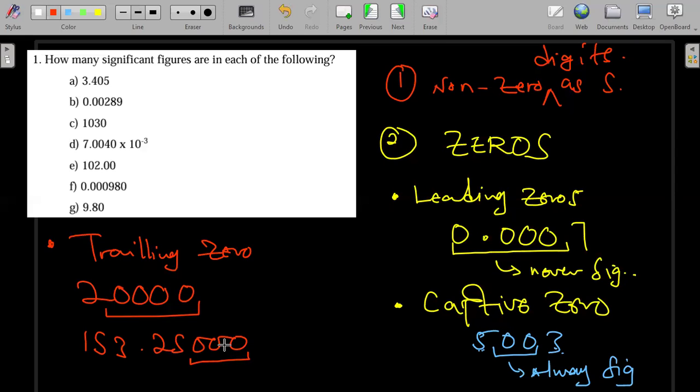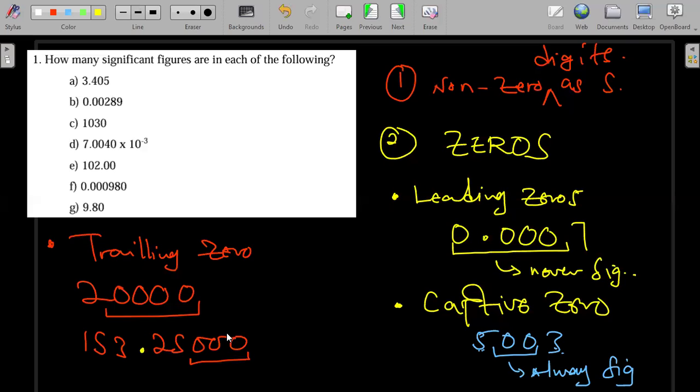Now there are two situations. There is a situation where you have trailing zeros in a number without a decimal point, like this number here. There's no decimal point here, and we have these trailing zeros. And then there's also this situation that I've written down here. There's a point there, and then you have these trailing zeros.